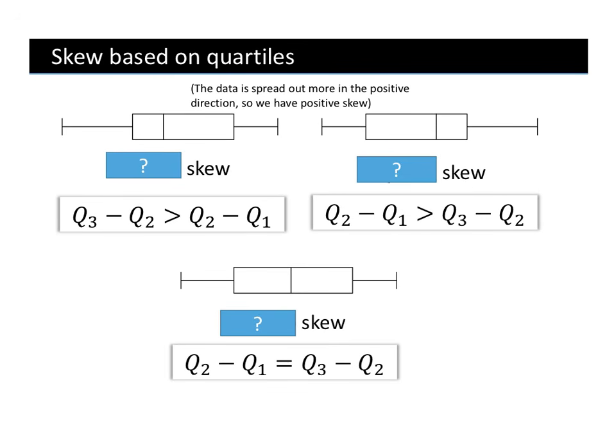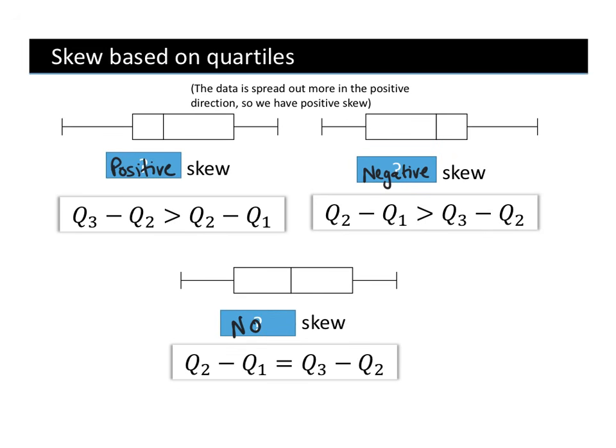Okay, so here we go. Have a look at these quartiles and let me know the skews of these. Okay, so here we have it. On here, the data is more spread out towards the positive direction. So we know this is positive skew. On the second one, it's more to the right, which is negative skew. And here we can see that they're equal. So this is going to be no skew.